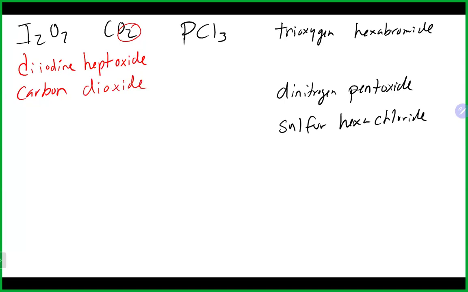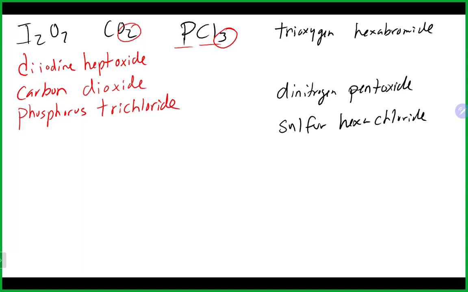Lastly, here I see P, which is a nonmetal, Cl, which is a nonmetal. So type 3. We only have one phosphorus, so we are again not going to use mono on the first name. So this would be the whole name, phosphorus. 3 prefix is tri. Second guy gets the IDE, so this would then become phosphorus trichloride. Any questions on any of those names there?